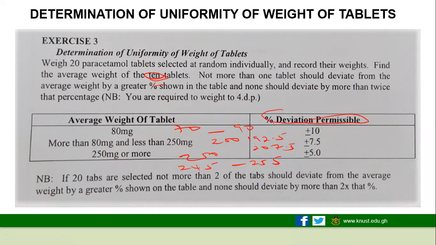Now, these are just citing examples, because these are not actual values, they are percentages. So I'm just doing a rough estimate here. Ideally, you have to find the percentage, so maybe the permissible range is 10. So 10% of 80, that's 10 over 100 times 80. So it will be 8 milligram.